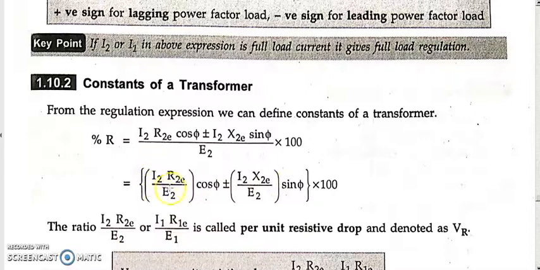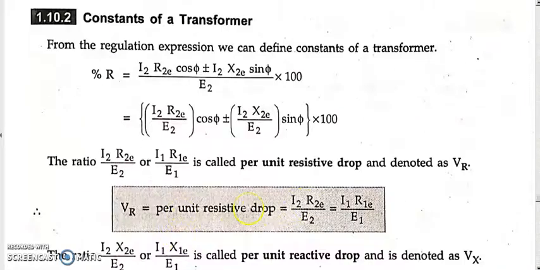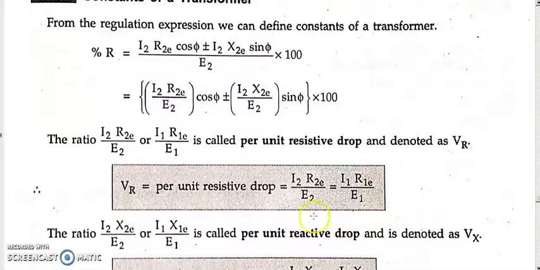This term I2 R2e by E2, as well as I1 R1e by E1, I'm going to call per unit resistive drop, denoted as VR. You can replace this whole thing and just write VR. Here VR is equal to per unit resistive drop: I2 R2e by E2 is equal to I1 R1e by E1, or equal to I2 R2e by V2 is equal to I1 R1e by V1. You can write like this also.